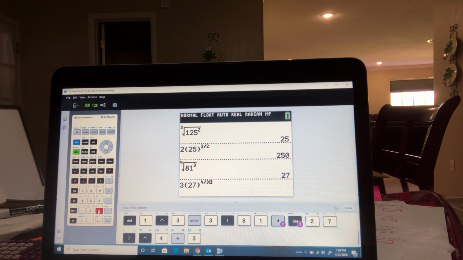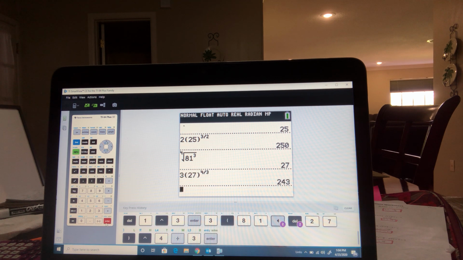And on my calculator, I'm able to just keep the 4/3 like that. You might have to put 4/3 in parentheses on your calculator. You just have to check it out and see. But what you should be getting is 243. So notice that is the number it was supposed to be.